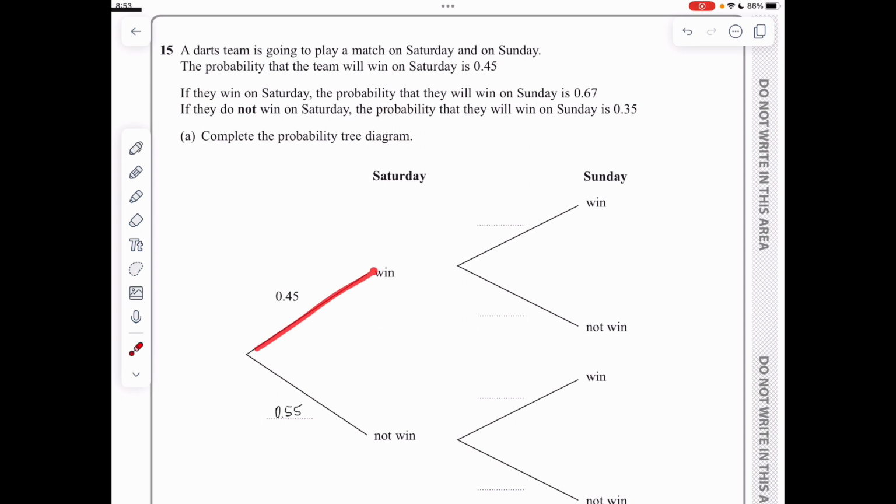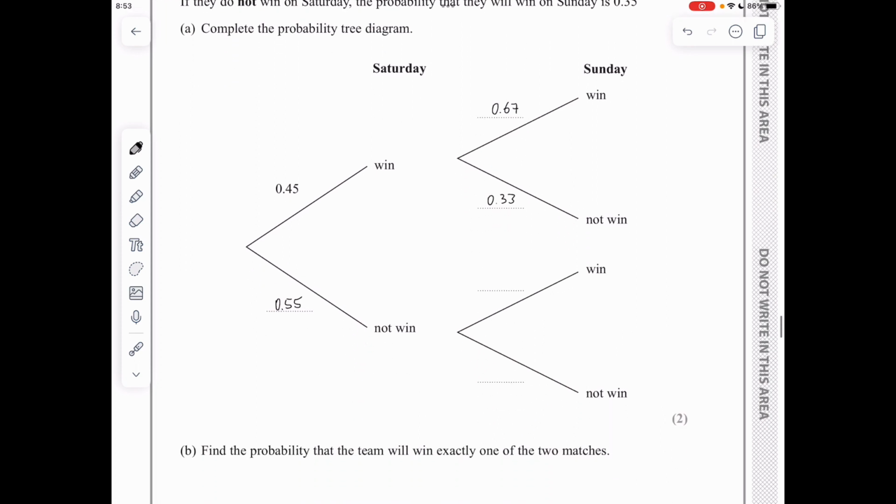Now if they win on Saturday, they will win again on Sunday with probability 0.67, which means that they will lose with probability 0.33. But if they do not win on Saturday, the probability of them winning on Sunday is 0.35. So the probability of losing for a second time is 0.65.